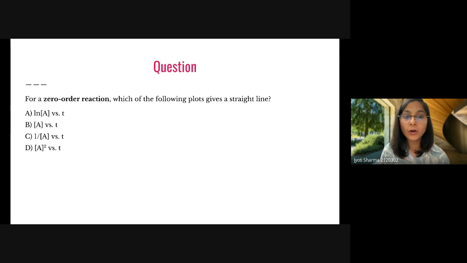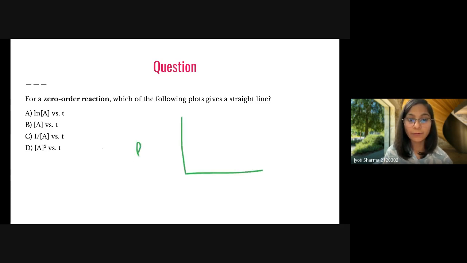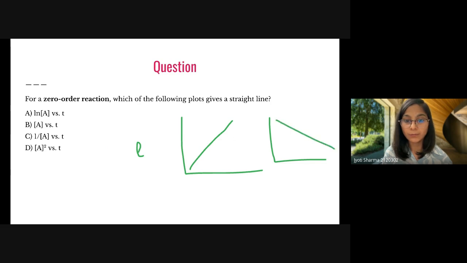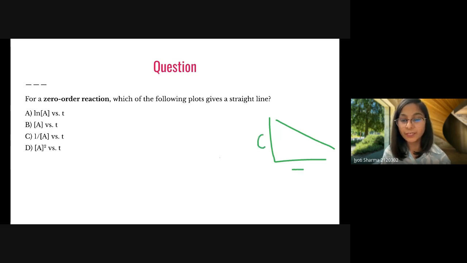Okay, for a zero order reaction, which of the following plots give a straight line? So this is my plot, and this is giving me a straight line. Okay, because we know that concentration will change with the time.